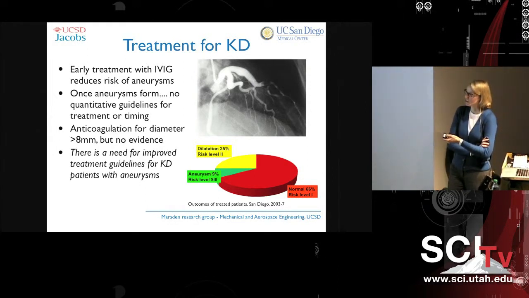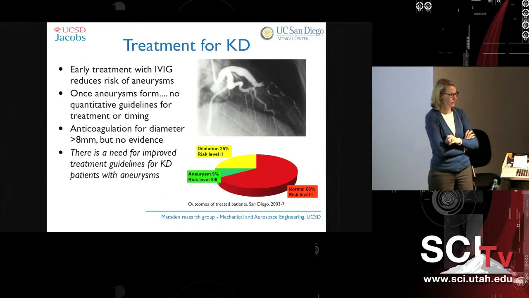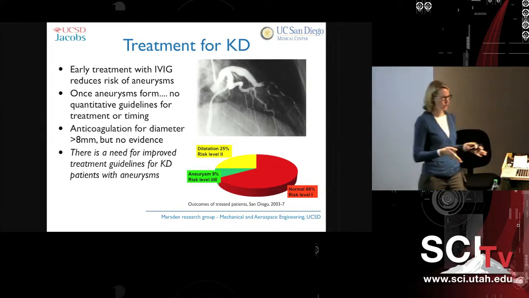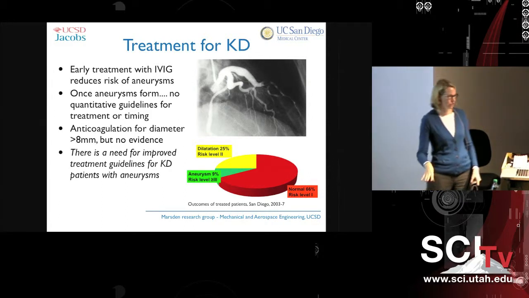And the reason that we're looking at this is that clinicians are faced with difficult choices in managing these patients. So one of the choices they have to make is whether or not to put the patient on anticoagulation medication. And currently, the way they make this decision is they image the patient, they measure the diameter of the aneurysms. If the diameter is greater than 8, they put the patient on anticoagulants, and if it's less than 8, they don't. They watch the patient over time.